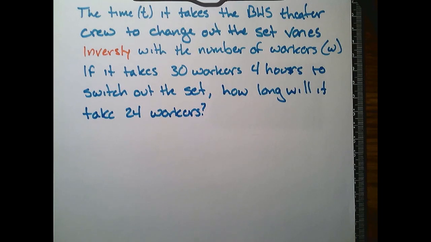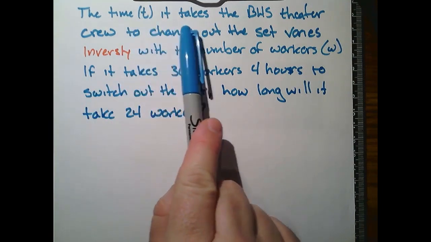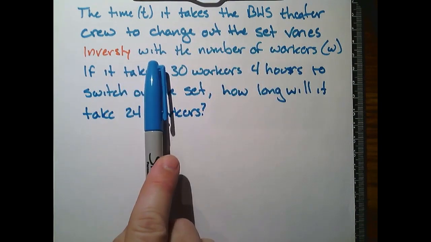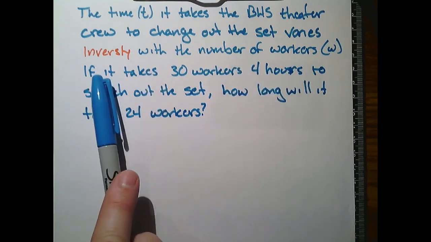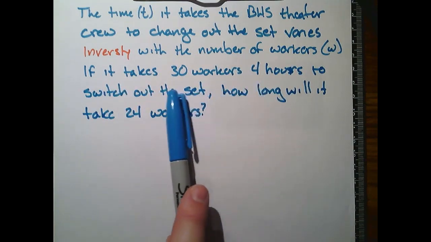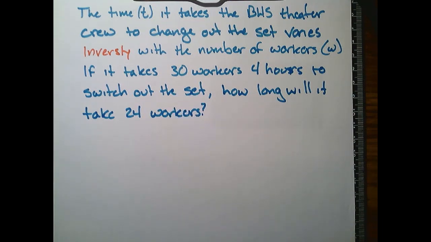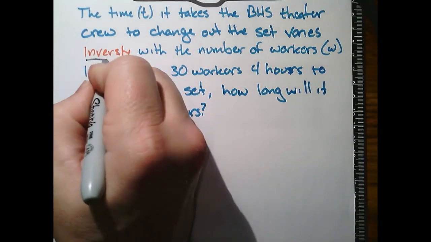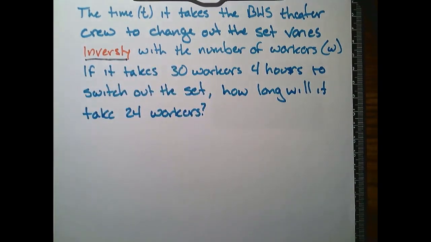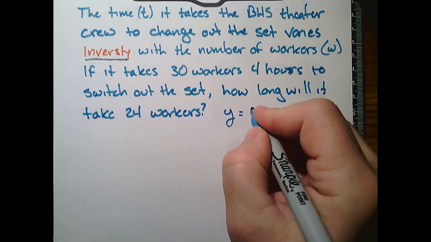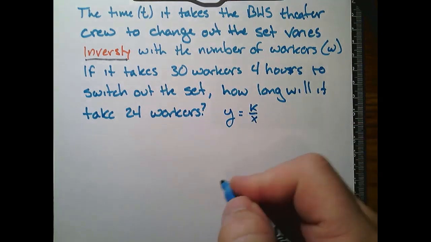Okay, let's look at an example. In this case, a word problem. So we have the time t it takes the BHS theater crew to change out the set varies inversely with the number of workers W. If it takes 30 workers 4 hours to switch out the set, how long will it take 24 workers? All right, so we know, because this says inversely, that we are dealing with a y equals k over x type situation.